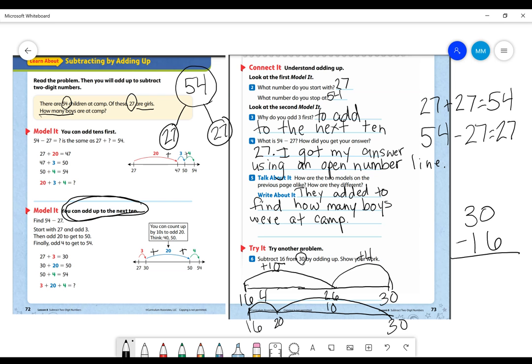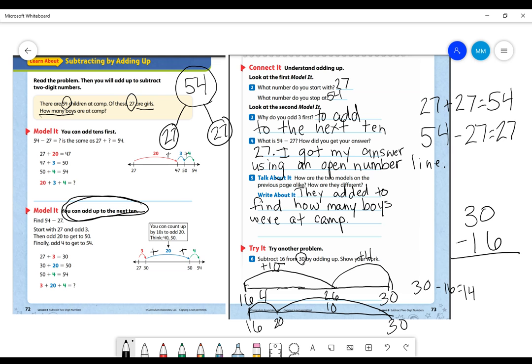What was my missing part in both of these? 10 plus 4, 10 plus 4, 14. So I added up to find my missing part. Now, I told you that we were going to solve it like this as well.